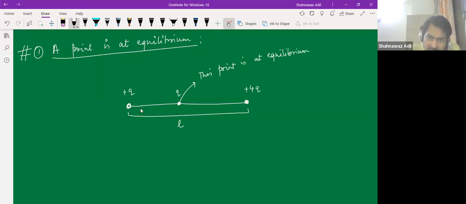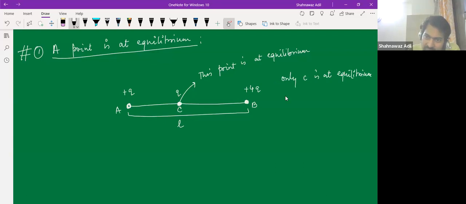I'm not thinking about the equilibrium of this charge. I'm only thinking about the equilibrium at this point. Let's say this is A, this is B, and this is C. Only C is at equilibrium. That case would be said to be only a point at equilibrium.